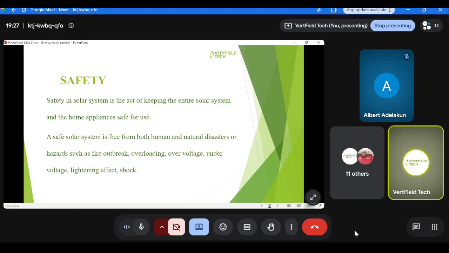Now, safety as it concerns your solar system. Safety in solar system is the act of keeping the entire solar system safe, your home appliances safe, plus the end users. That is a very, very important place. What this is telling us is that you need to keep the solar system safe. You also need to keep your home appliances safe. You also need to keep yourself safe, you the installer, you the operator, or the end users who happen to be your client or their family members.